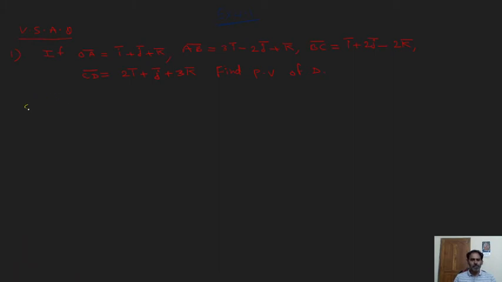solution. Easy question. OA bar given. See, this is OA bar. Next, AB bar. OA bar given, AB bar given. Next BC bar. This is BC bar, and CD bar is also there. So they are asking here the position vector of D.